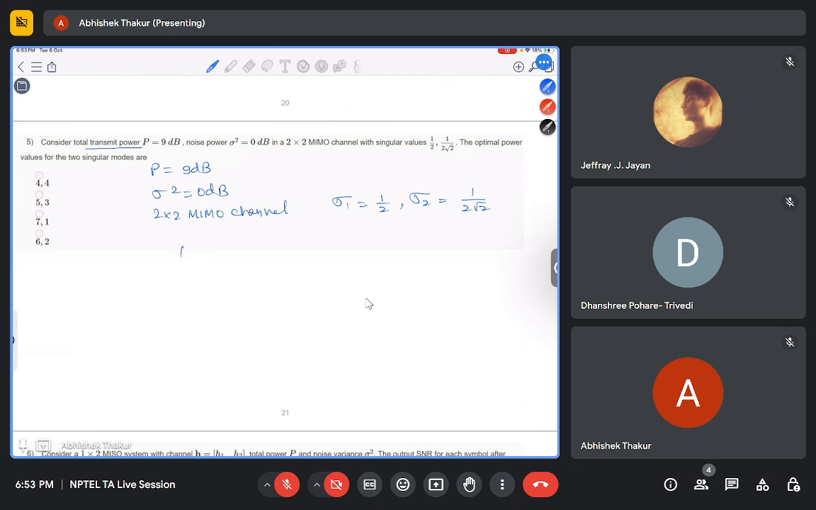Now 10 log 10 P is equal to 9. So P is equal to 10 to the power of 0.9, so this value will become 8. And sigma square is equal to 0 dB means 10 log 10 sigma square is equal to 0, which implies that sigma square is equal to 10 to the power of 0. This will also become 1.